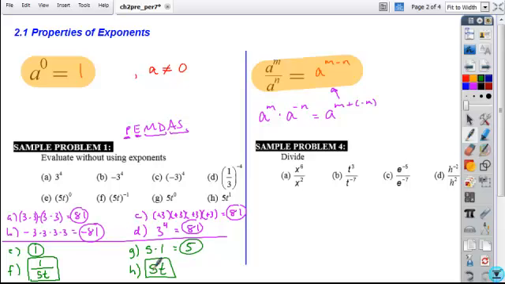Any questions on that set? All right, if we look at this sample problem number 4.